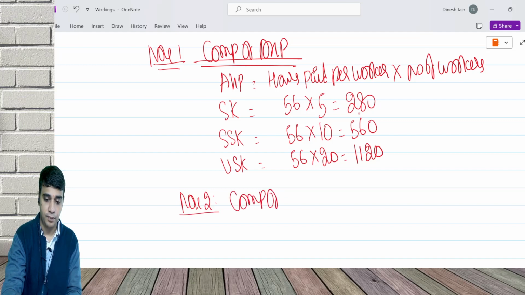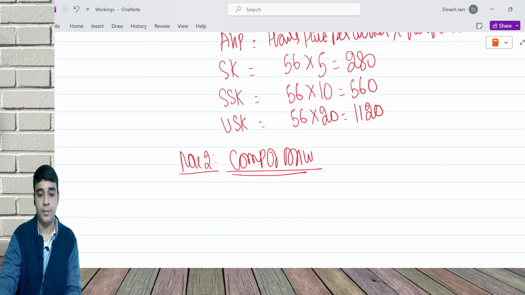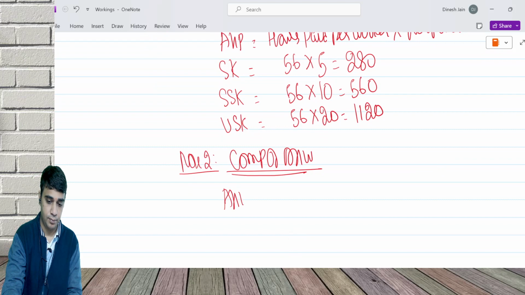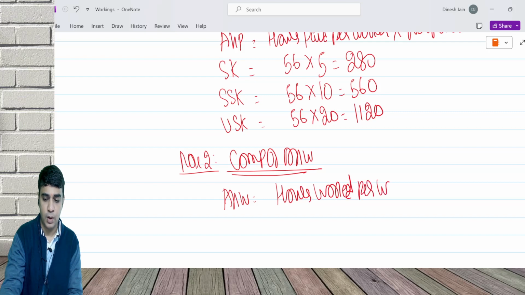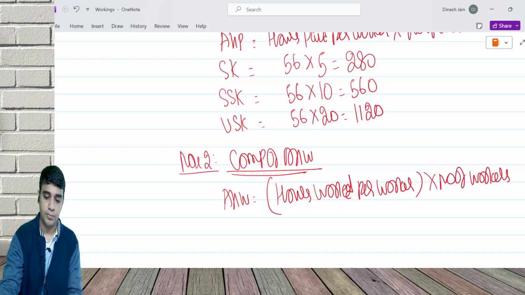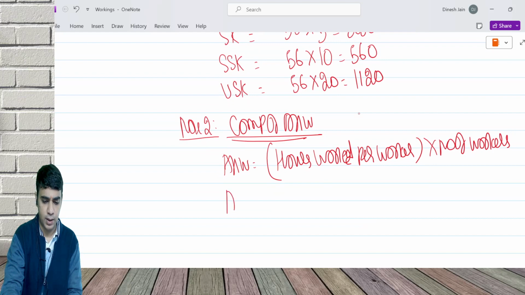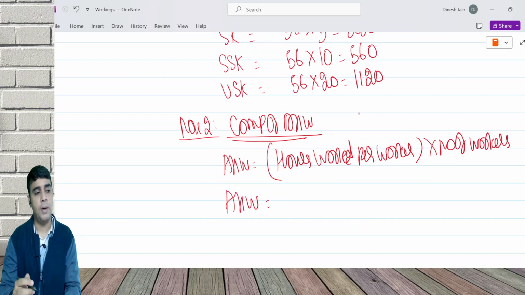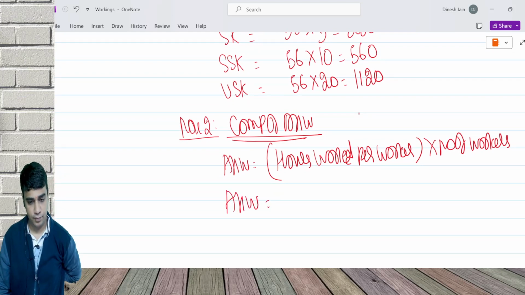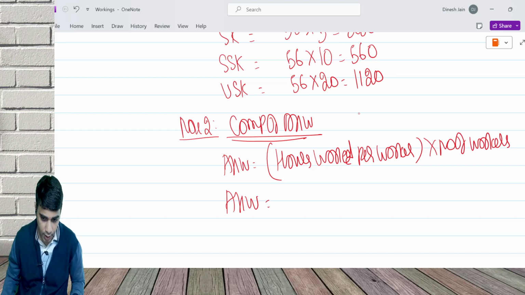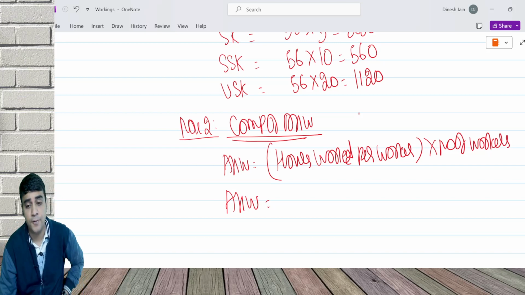Computation of AHW. Hours worked per worker into number of workers.